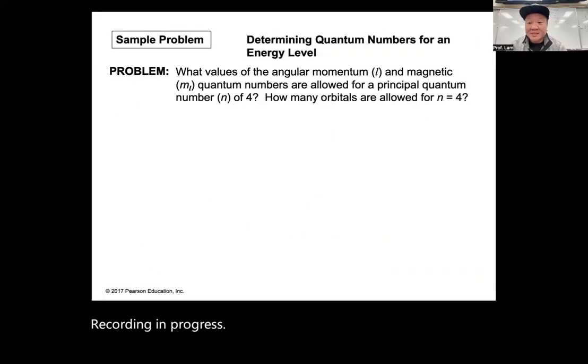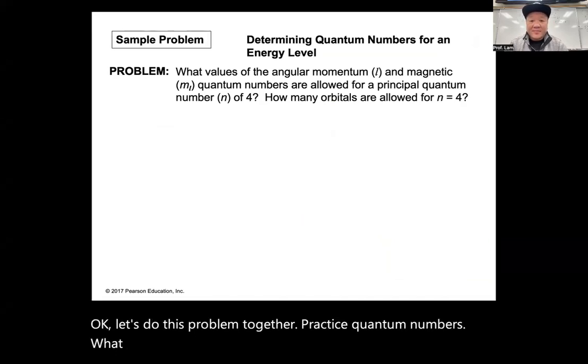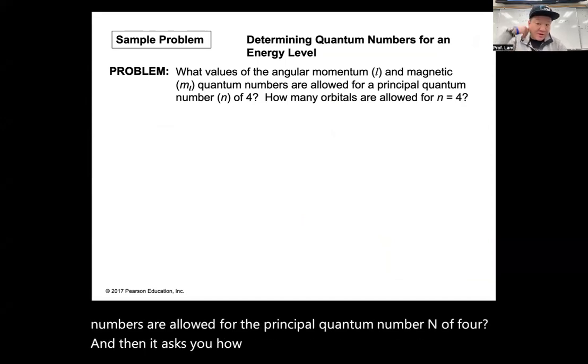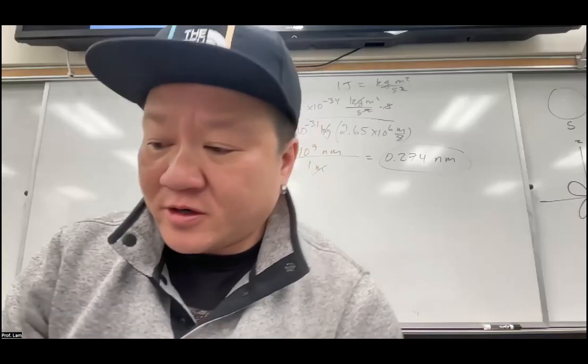Okay, let's do this problem together. Practice quantum numbers. What values of angular momentum, L, and magnetic, ML quantum numbers are allowed for the principal quantum number n of 4? And then it asks you how many orbitals are allowed for n is equal to 4. Okay. All right, let's go to the board.